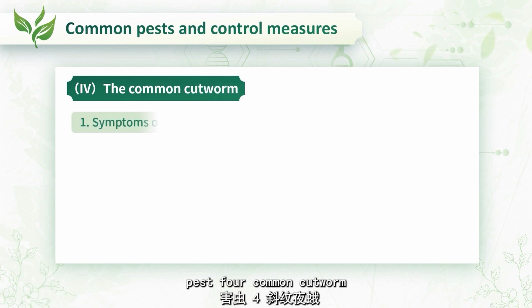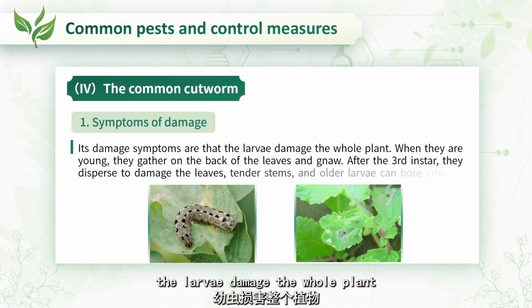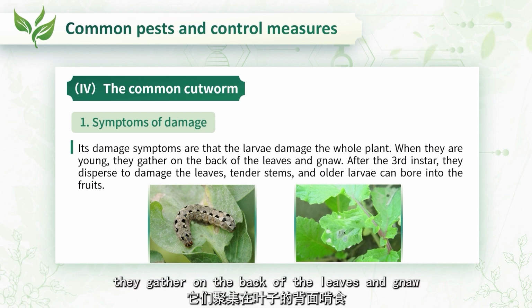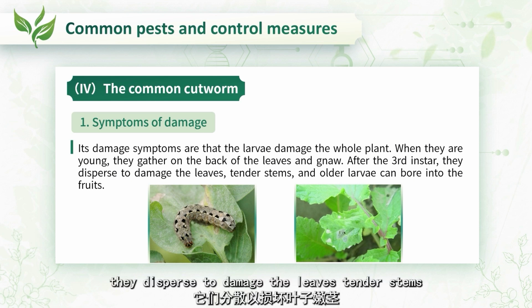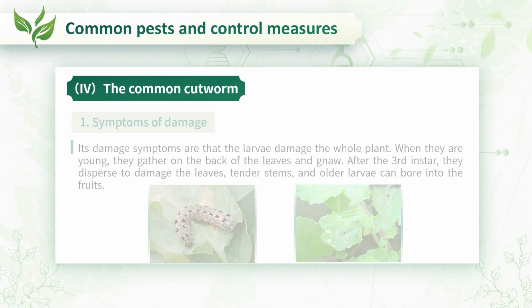Pest 4. Common cutworm. Its damage symptoms. The larvae damage the whole plant. When they are young, they gather on the back of the leaves and gnaw. After the 3rd instar, they disperse to damage the leaves and tender stems, and older larvae can bore into the fruits.